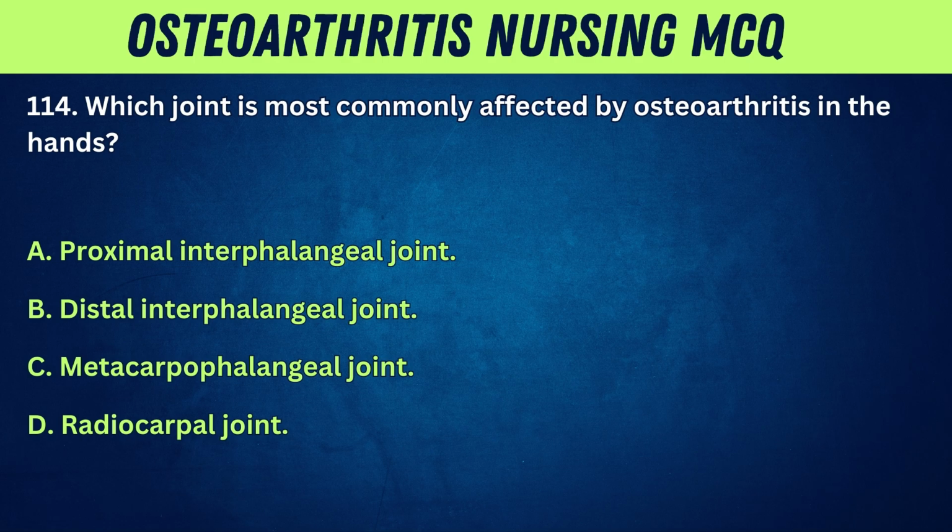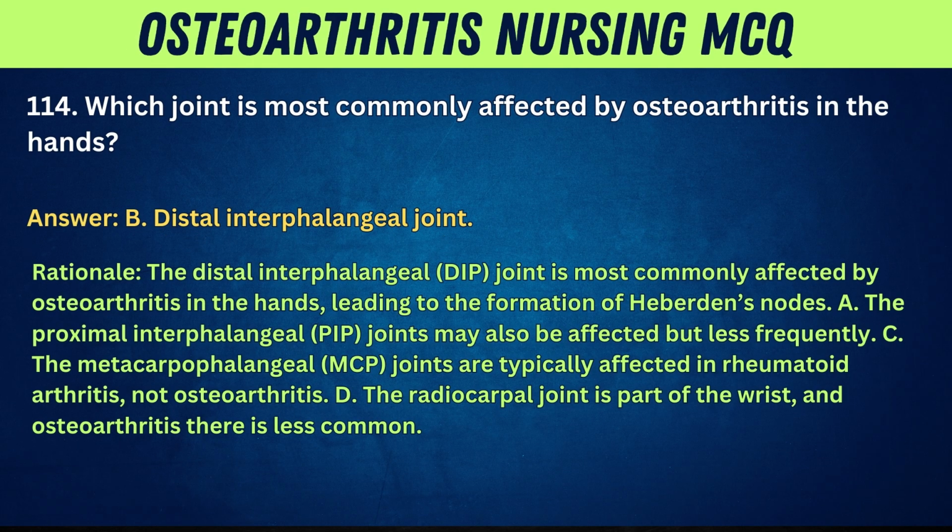A. Proximal interphalangeal joint. B. Distal interphalangeal joint. C. Metacarpophalangeal joint. D. Radiocarpal joint. Answer: B. Distal interphalangeal joint. Rationale: the distal interphalangeal (DIP) joint is most commonly affected by osteoarthritis in the hands, leading to the formation of Heberden's nodes.